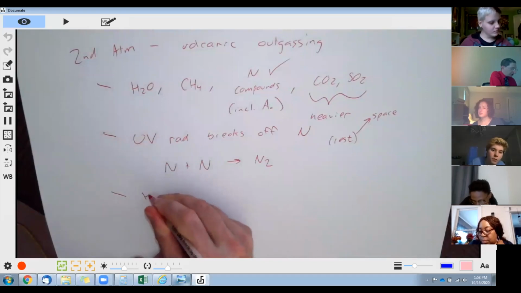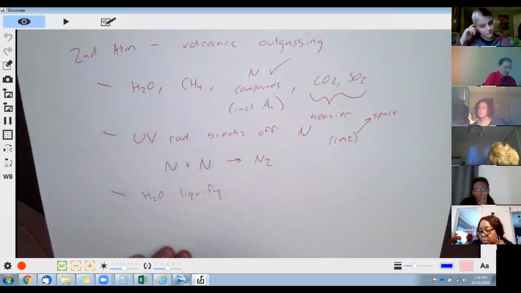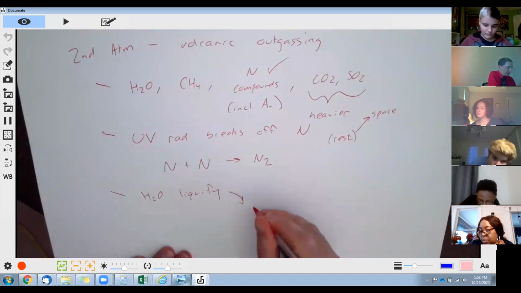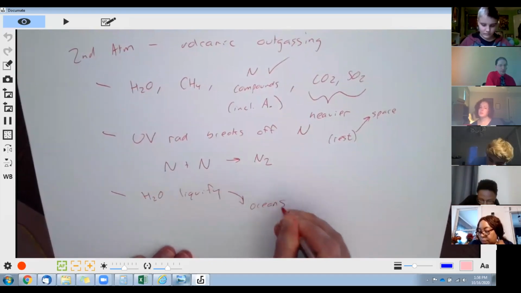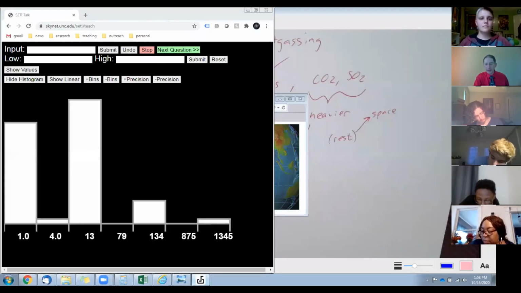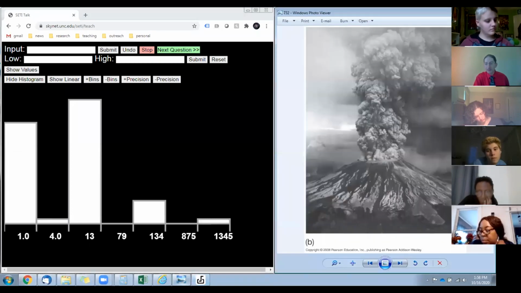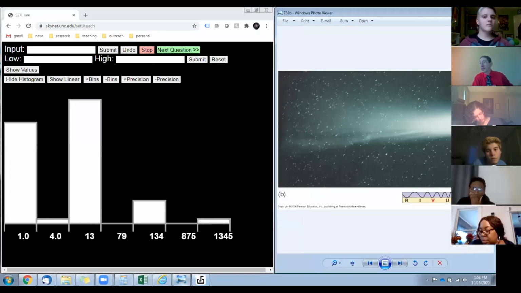The water, the H2O, it's cooler now, so it can liquefy. It liquefies and it falls down from the atmosphere and forms lakes and oceans and rivers and things like that, but primarily the oceans. And that's supplemented by comets.